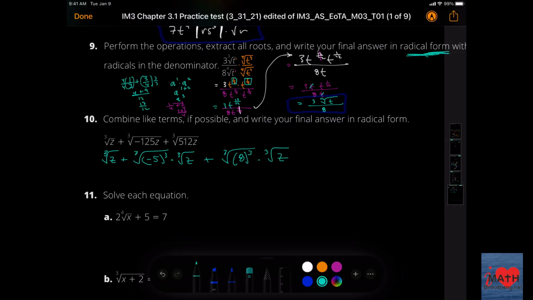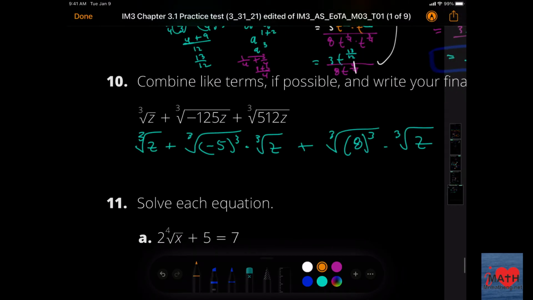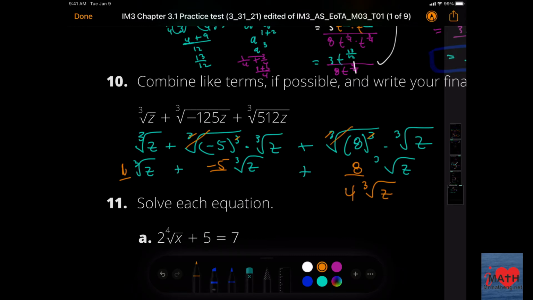Okay, so let's just simplify this. These will cancel, so you're just left with a negative 5 here, and you're left with an 8 here. And so really, I'm going to make this the cube root of z plus the cube root of z plus the cube root of z. And all you're doing here is just combining like terms. You're just adding the numbers in front. So 1 minus 5 is negative 4. Negative 4 plus 8 is 4. 4 times the cube root of z is our answer.